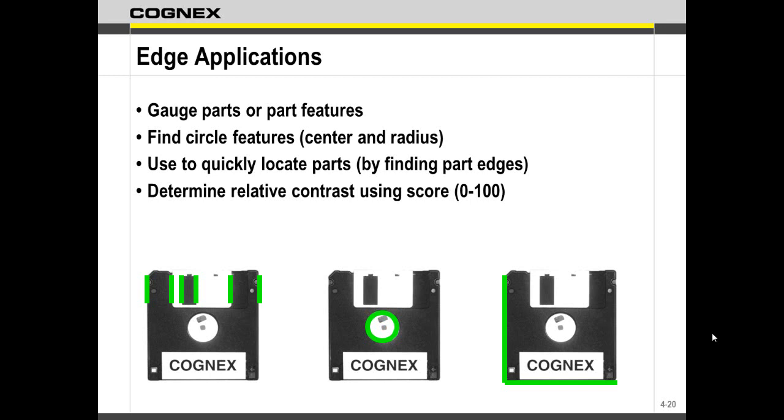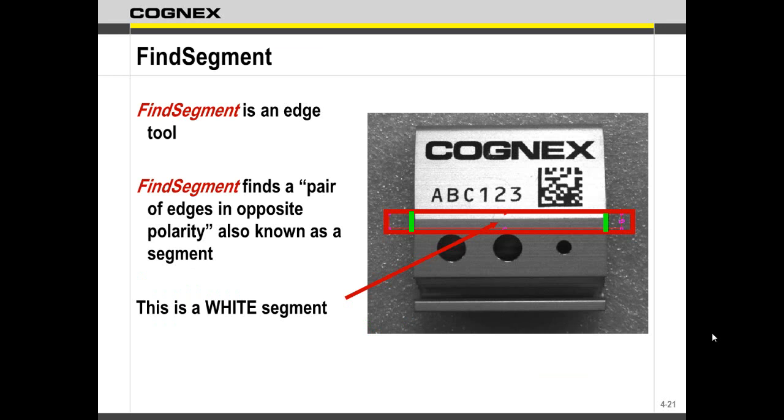2 milliseconds as opposed to the 20 milliseconds that Find Patterns might give. And it's also good for determining your relative contrast. So instead of looking at the drop from 0 to 255, it normalizes it to something from 0 to 100. The particular one that we're going to look at is the Find Segment tool, and the Find Segment tool is looking for edges that have opposite polarity.